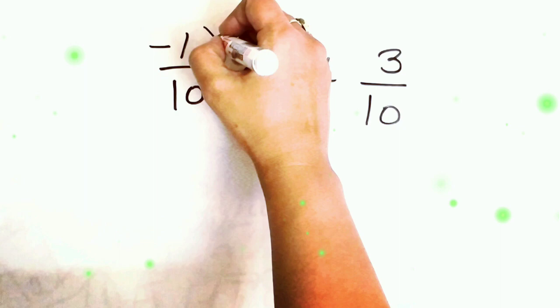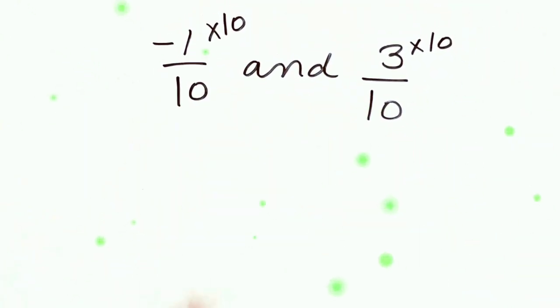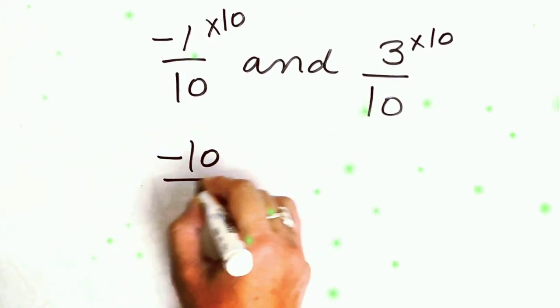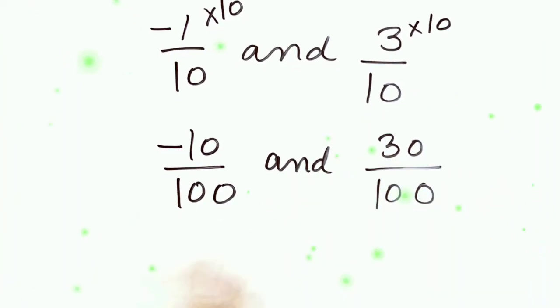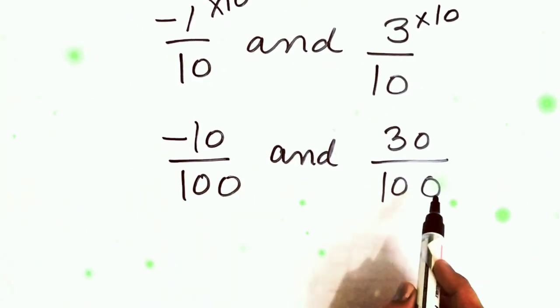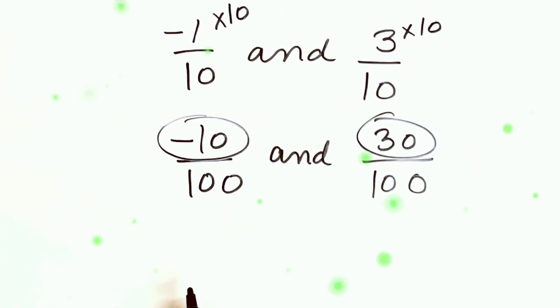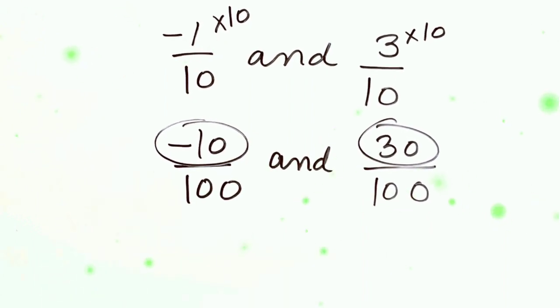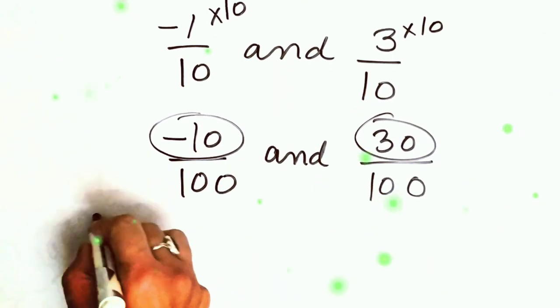What will you do? You will multiply by 10. Both the rational numbers, you will multiply and divide by 10. So it will be -10/100 and 30/100. Now you will see that these two are again like fractions. So between -10 and 30 there are so many numbers, right? You have -9, -8, -7 and so on, and that can go on till 29, right? So you can choose any numbers between them.